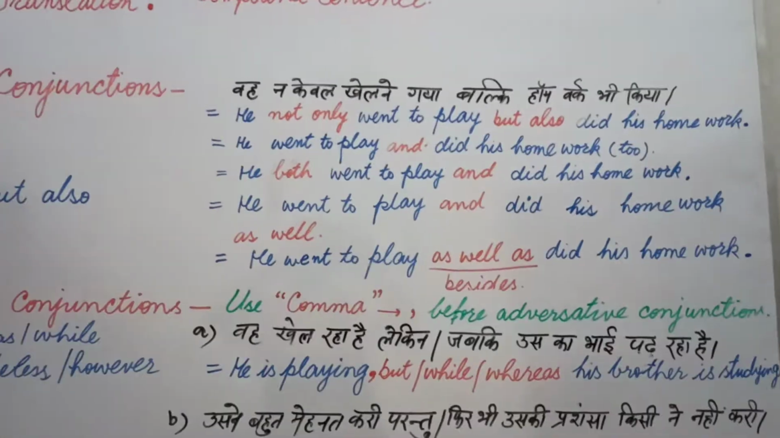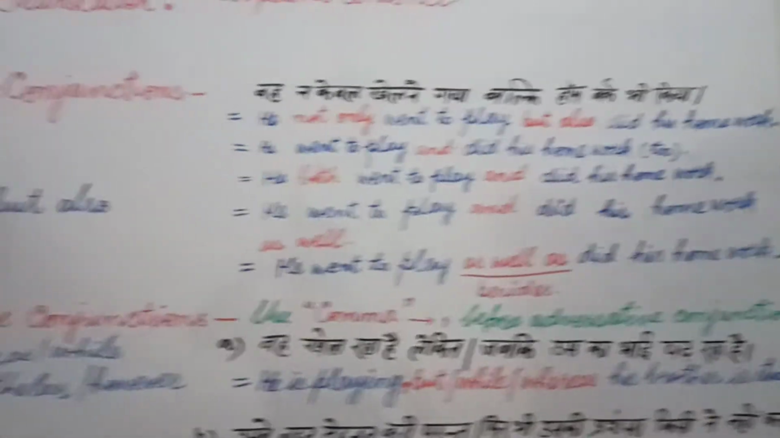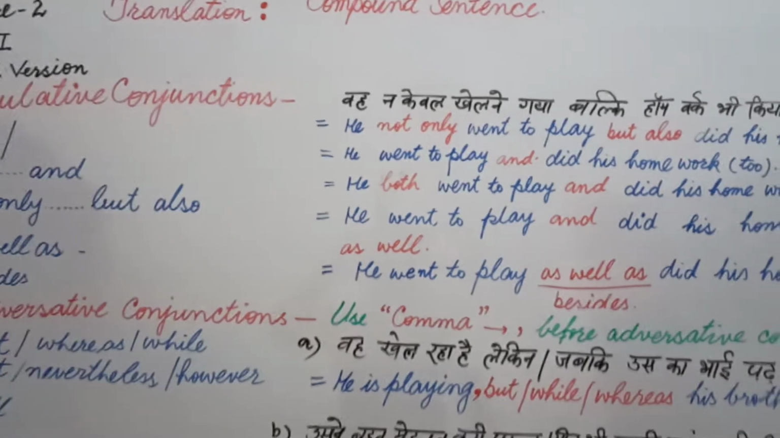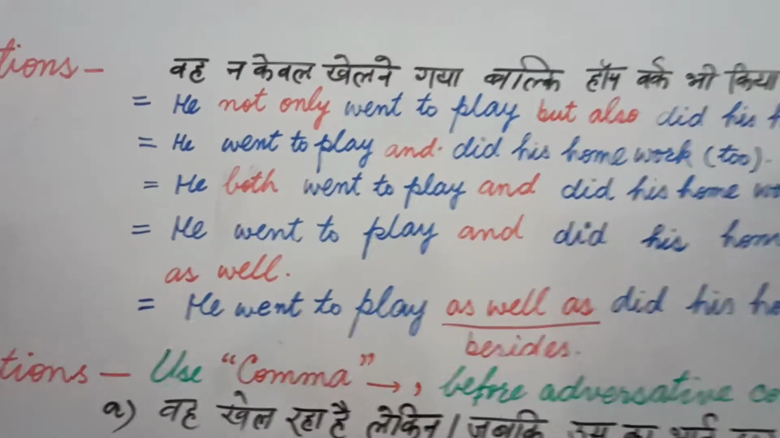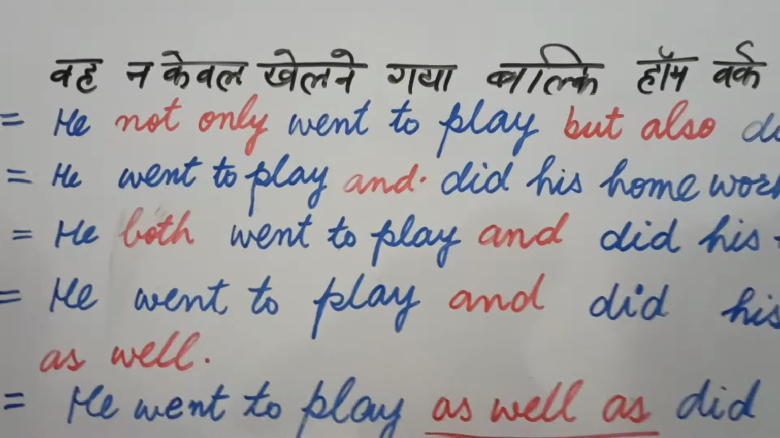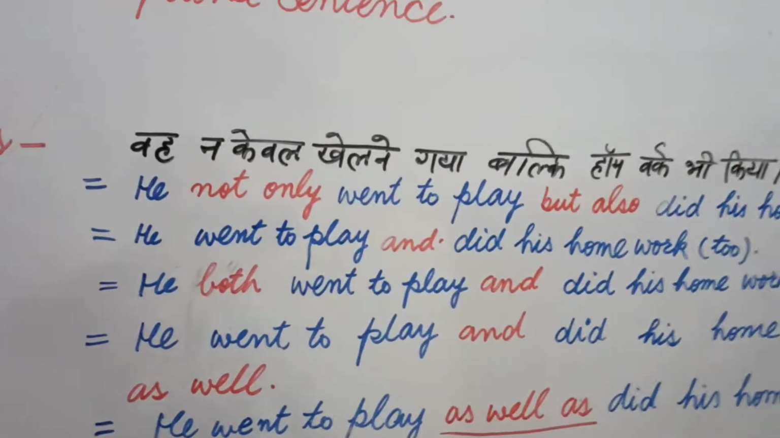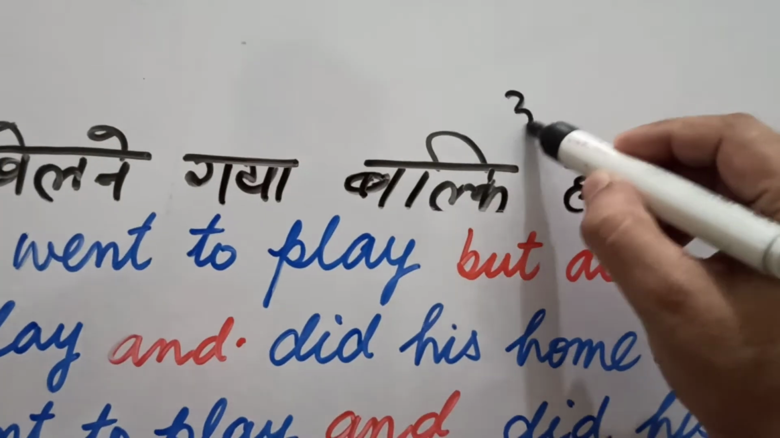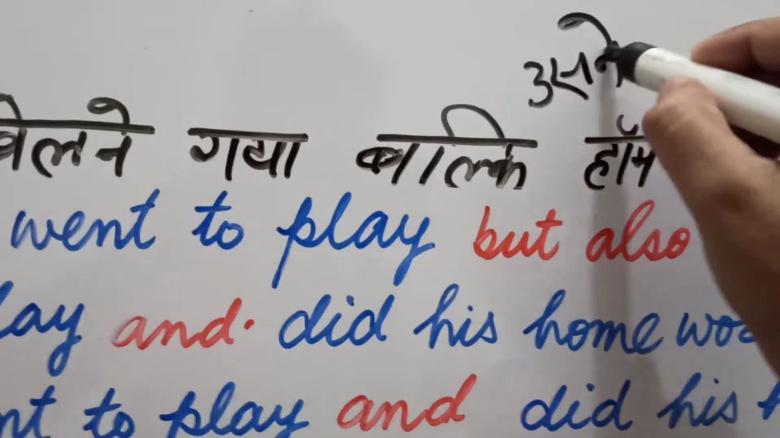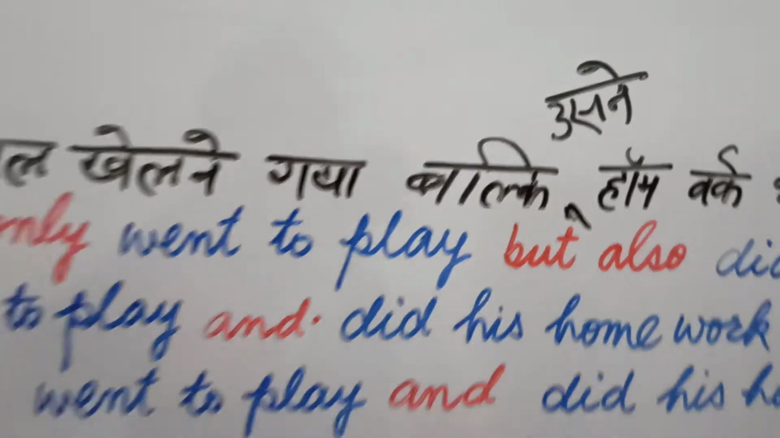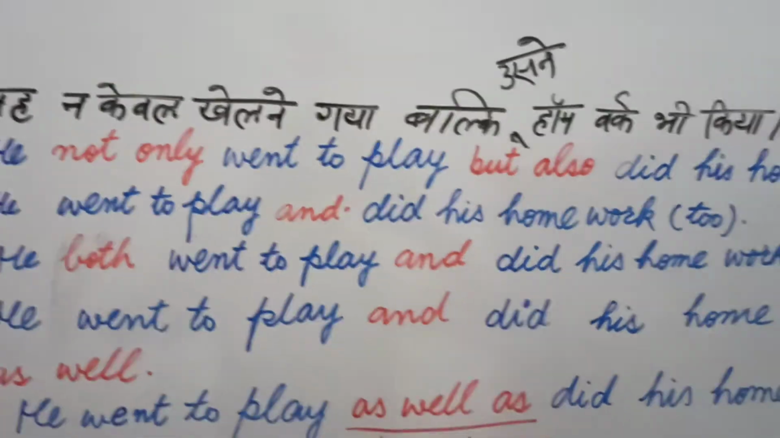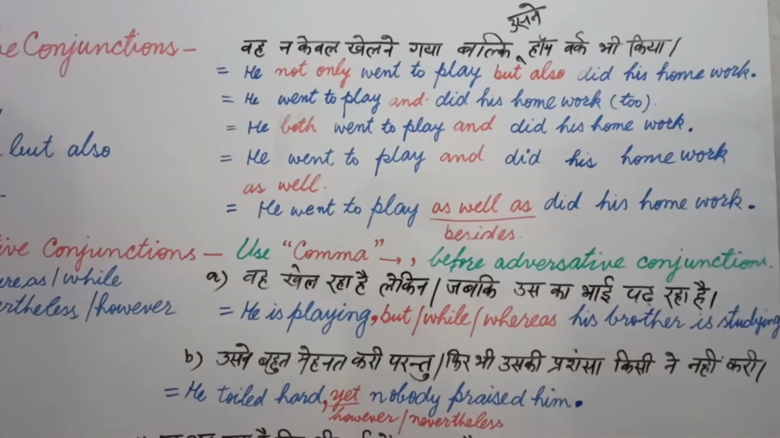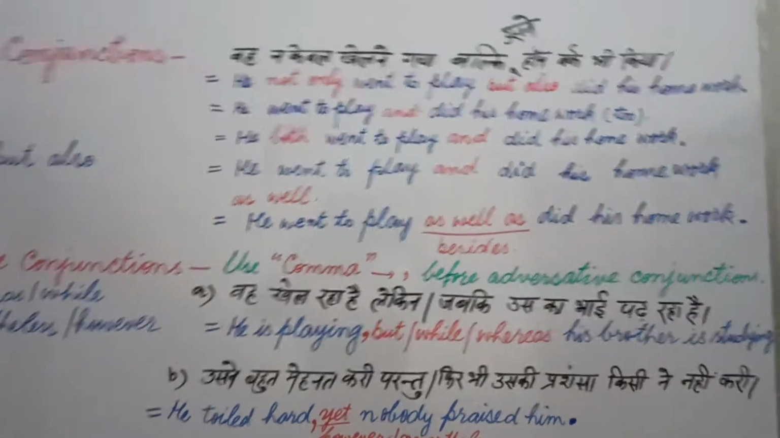Now I can say that not only but also, and both and. Now let's begin with not only but also. He not only went to play but also did his homework. Students, it would be better to write usne because it is giving a good sense in Hindi. Without usne it's incomplete. He not only went to play but also did his homework.